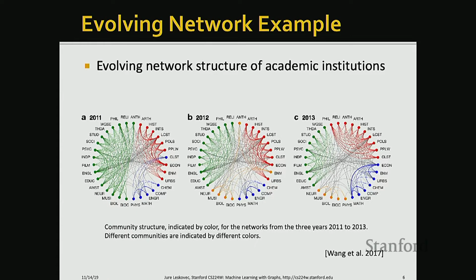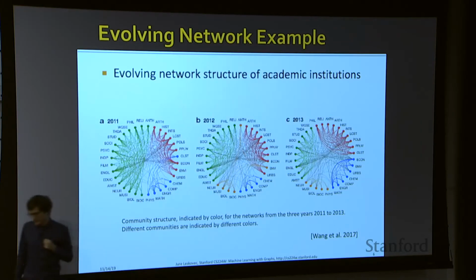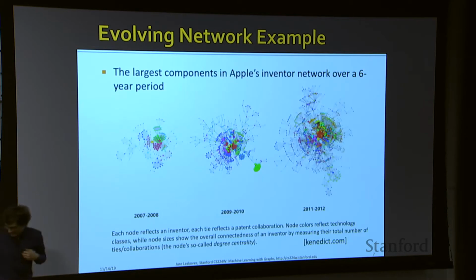The community structure is indicated by the color. So basically, who's strongly collaborating with whom. And again, there is a temporal component between these networks over time. Yet another example of an evolving network, and I have the last one.